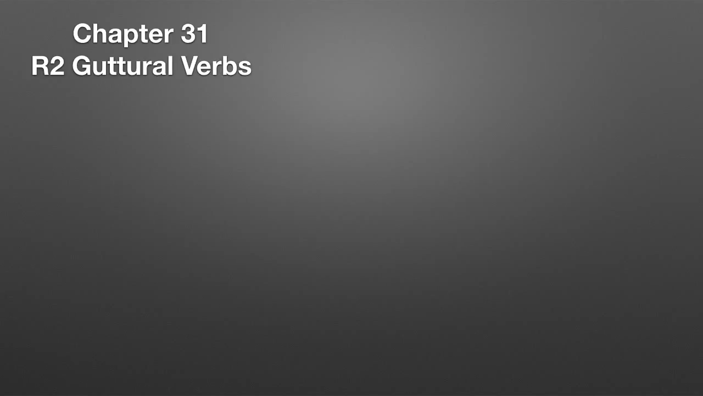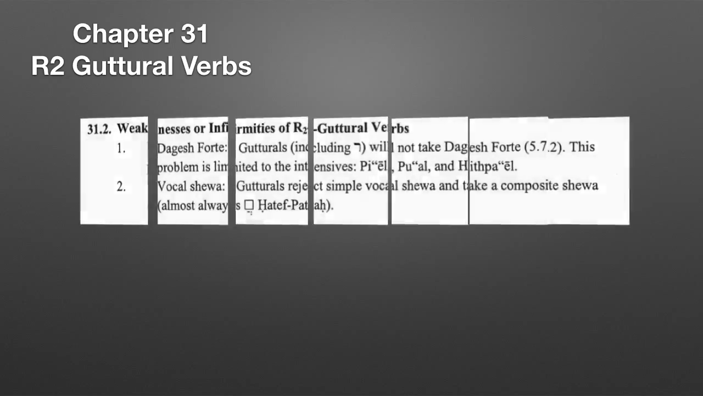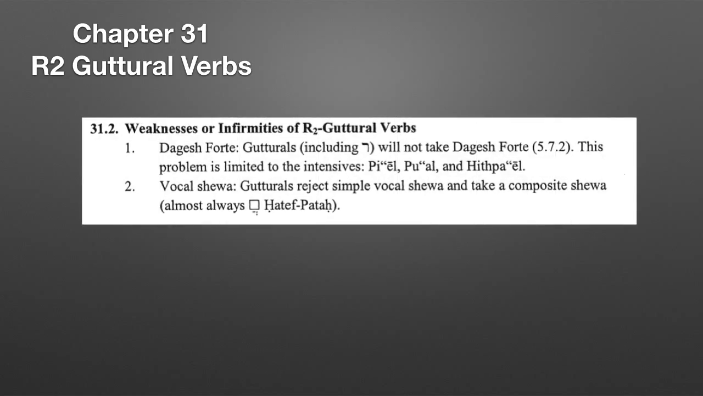As we move into Chapter 31, we're now going to shift our guttural to the R2. So we're going to look at R2 guttural verbs. These are not going to be just olives. We're going to be looking at all R2 gutturals. Here we find that the weaknesses of the R2 gutturals are the same weaknesses that we've had for gutturals all along. The Dagesh forte, gutturals will reject the Dagesh forte.